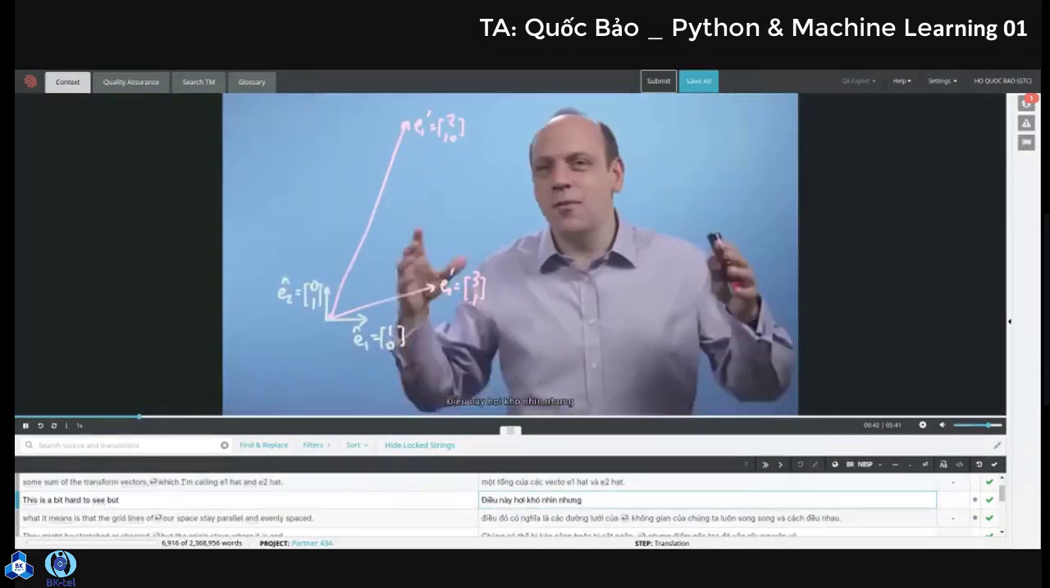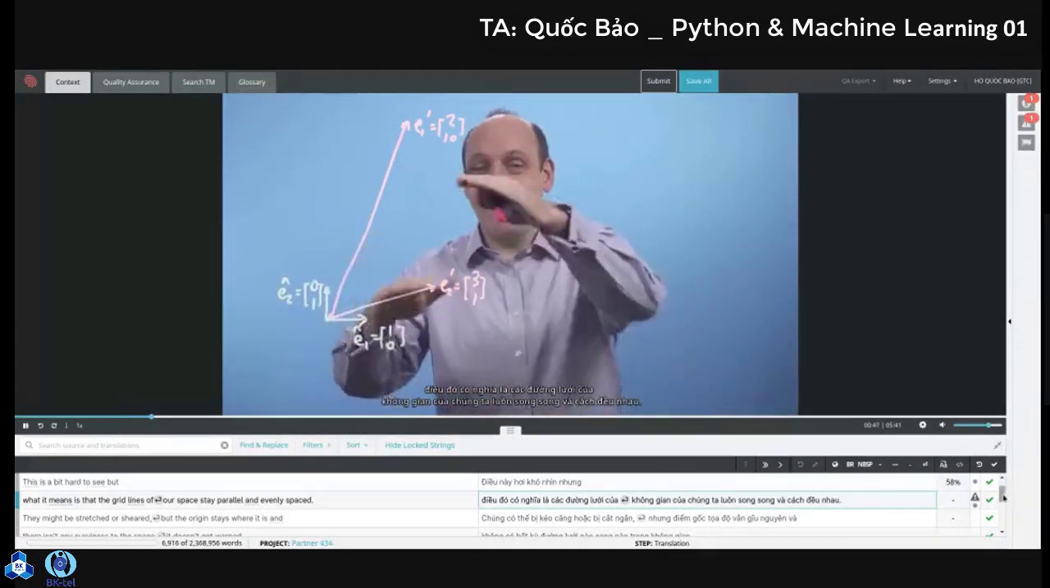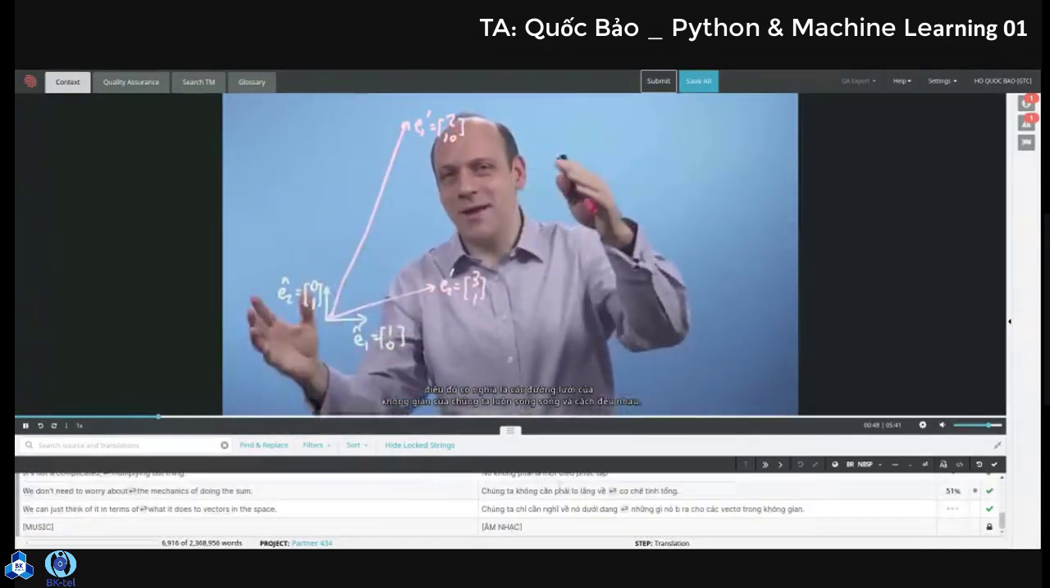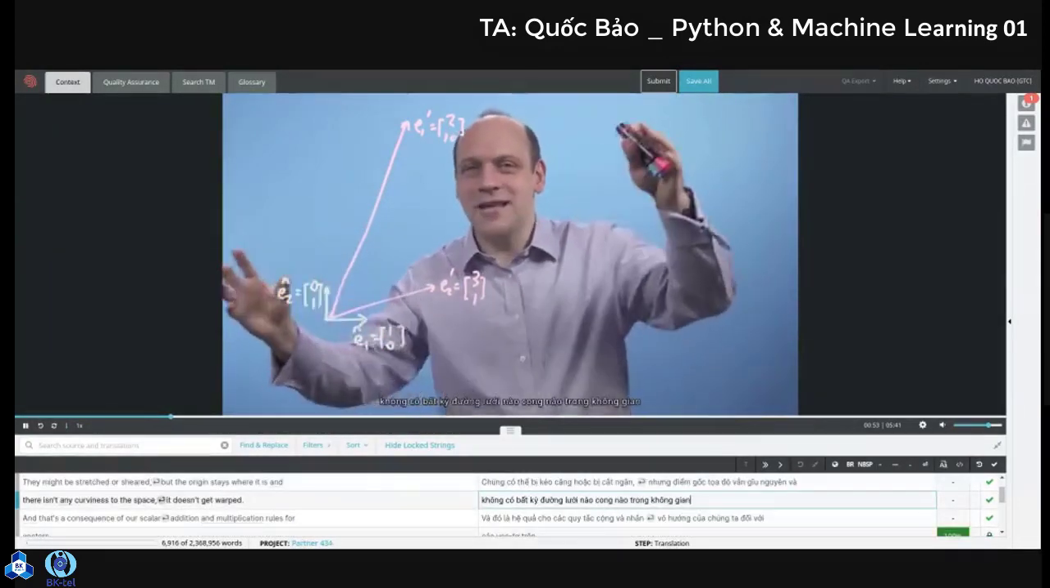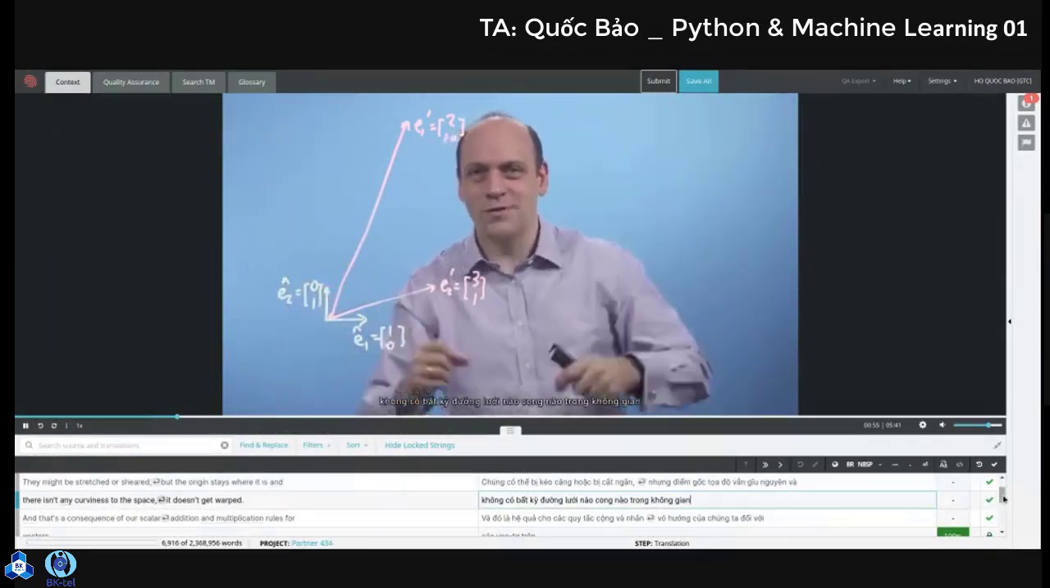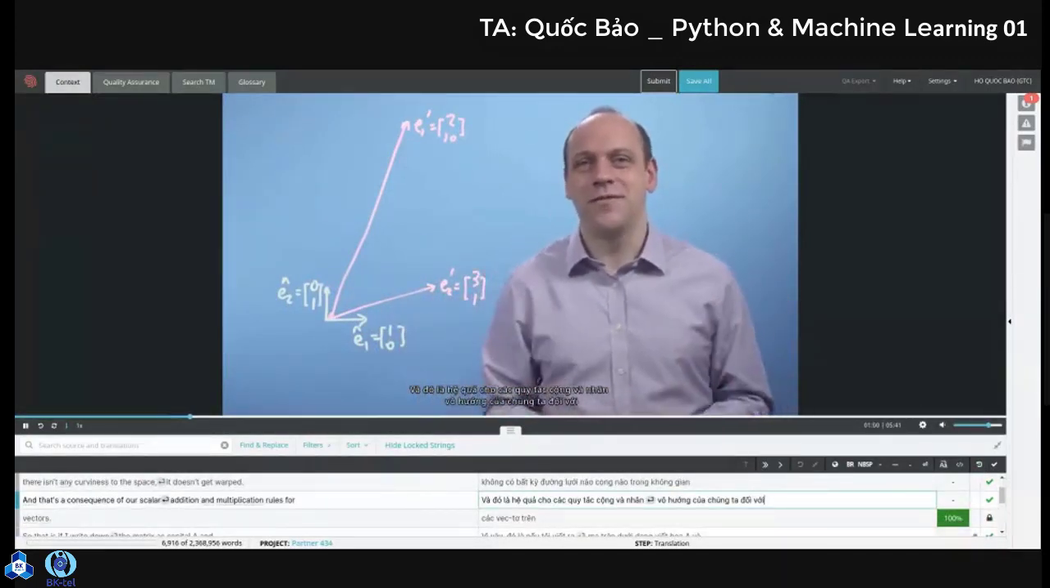This is a bit hard to see, but what it means is that the grid lines of our space stay parallel and evenly spaced. They might be stretched or sheared, but the origin stays where it is, and there isn't any curviness to the space. It doesn't get warped. And that's a consequence of our scalar addition and multiplication rules for vectors.